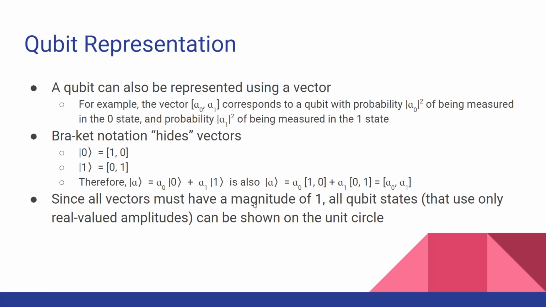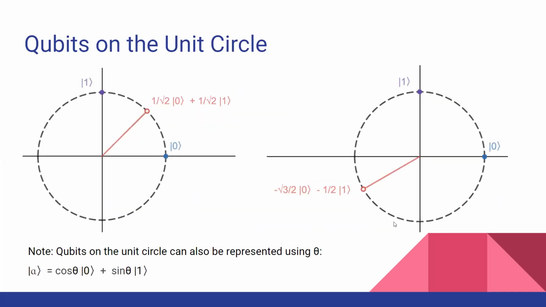Now, since all vectors must have a magnitude of 1, all qubit states, there's a really nice thing about visualizing qubit states, and the fact that they all have a magnitude of 1. If we assume that they're real valued amplitudes, so I'm just going to assume they're real rather than complex for simplicity's sake, we can show them on a unit circle. So what do I mean by this? So let's look at this next slide.